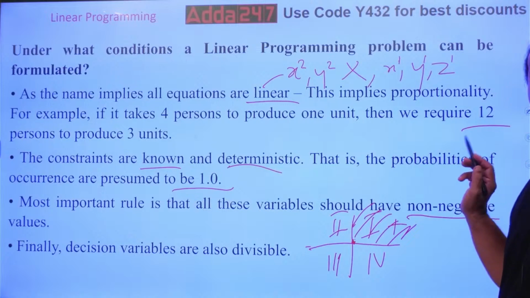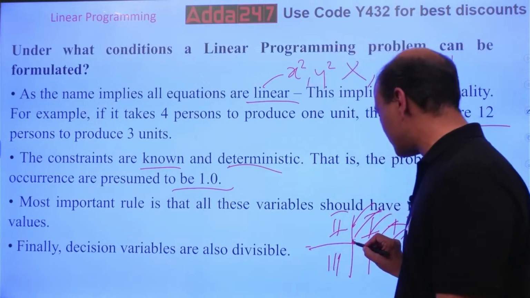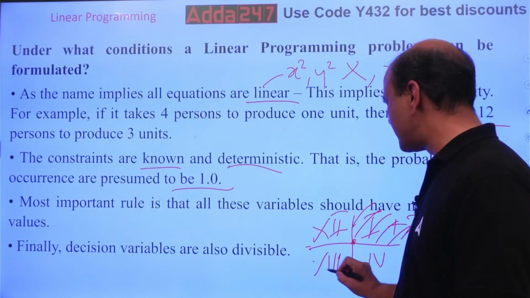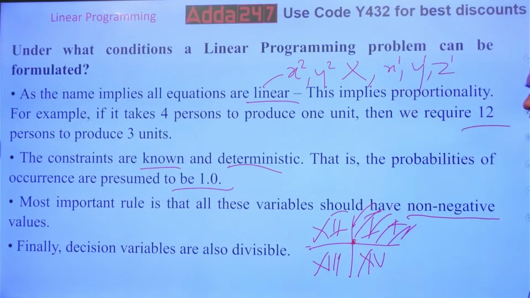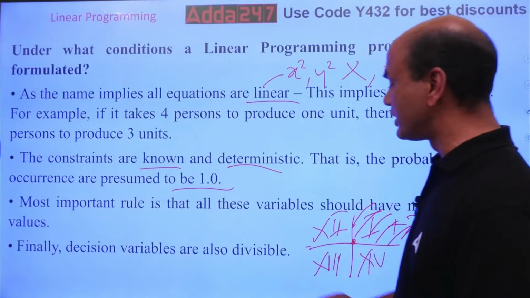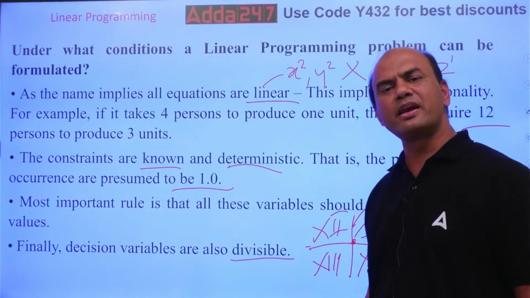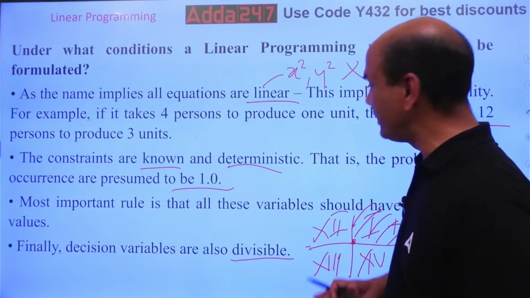Both are positive. Non-negative means not only positive, it can be 0 also. It can be over here also, origin. But it can't be in this area, it can't be in this area, it can't be in this area. That's what is the meaning of non-negative. The decision variables are also divisible. So, divisible means what? They are real numbers. That's what is meant. Real numbers means divisible. Okay?